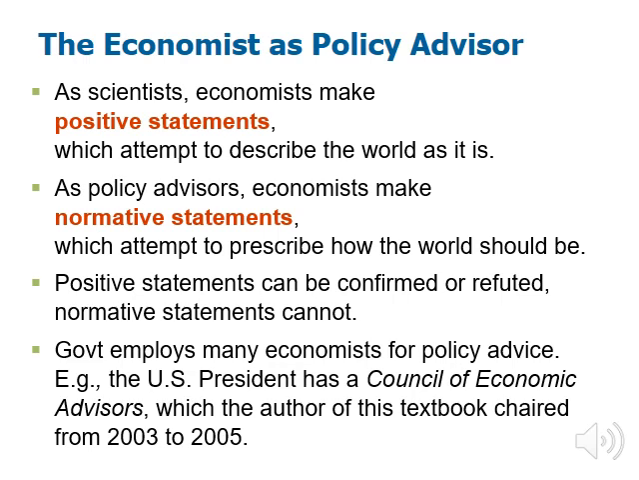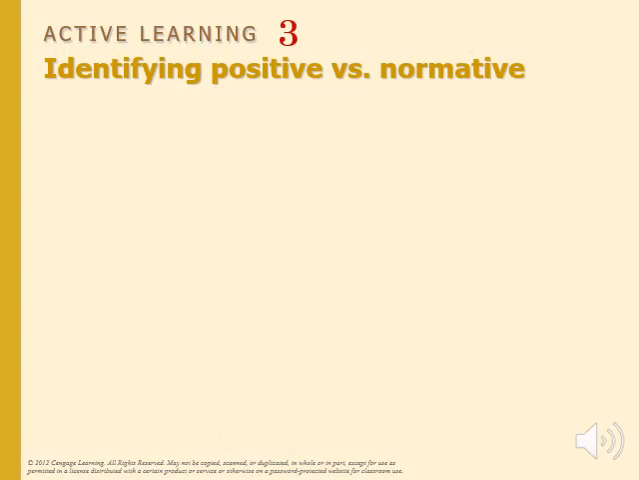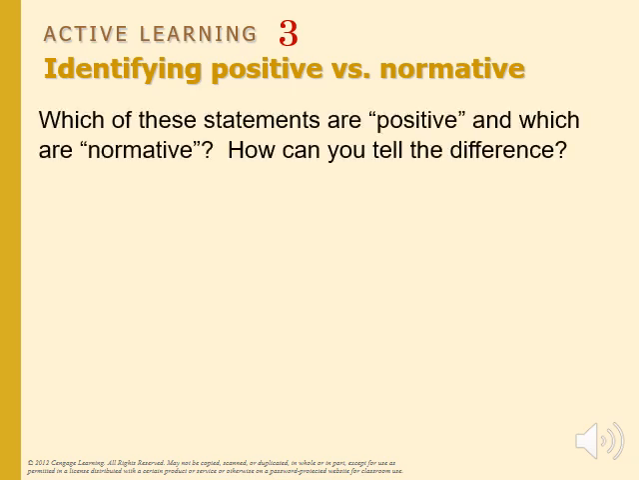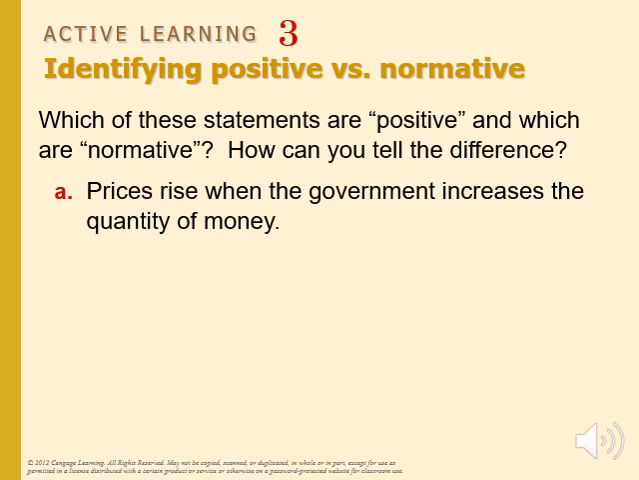Let's look at a few different examples of these to try to get a better understanding of the difference between positive statements and normative statements. Let's look at A. This statement says, prices rise when the government increases the quantity of money. Is this a positive statement? Is it a normative statement? Is it a statement about the way the world is, or a statement about a course of action, what should or ought to be?